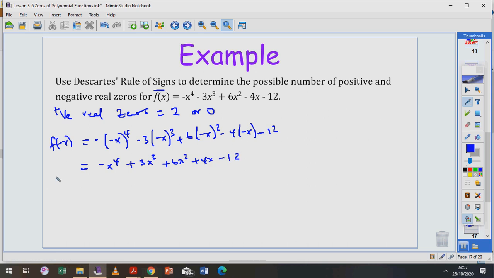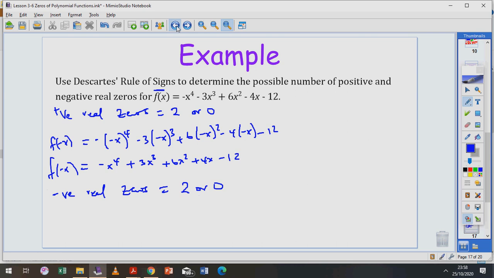How many sign changes do I have in f of negative x? Going from negative to positive, that's one sign change. Positive to positive, that's not a sign change. Positive to positive, not. And then positive to negative, that's a total of 2 sign changes. So the negative real zeros are also 2 or 0.